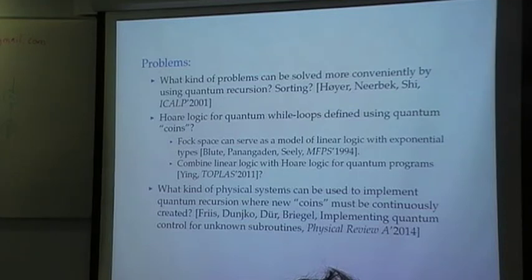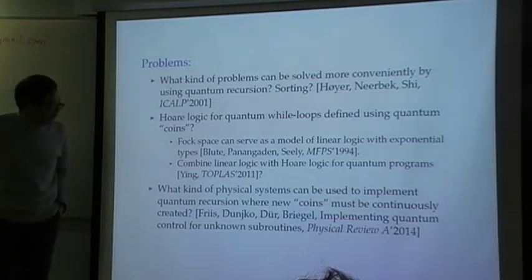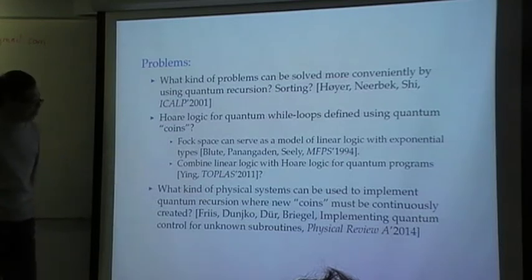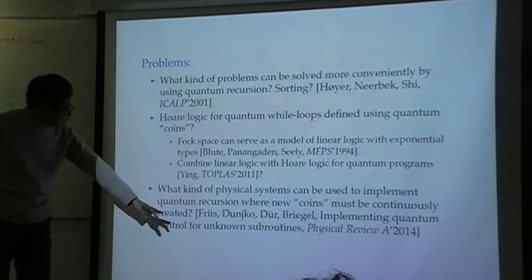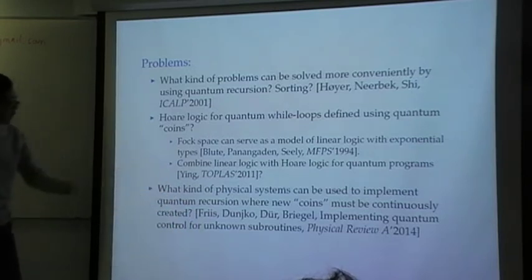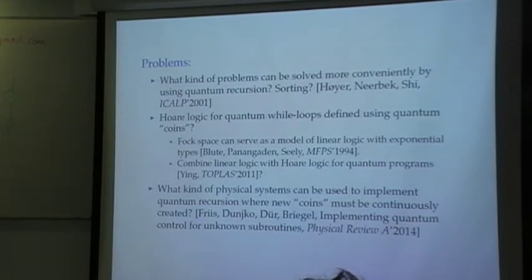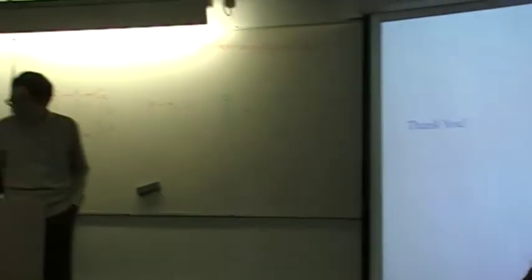Here, the coin must be continuously created. There are already some experiments implementing quantum control for unknown subroutines using a quantum coin, but of course they don't have this recursion. So that's the last question. Thank you.